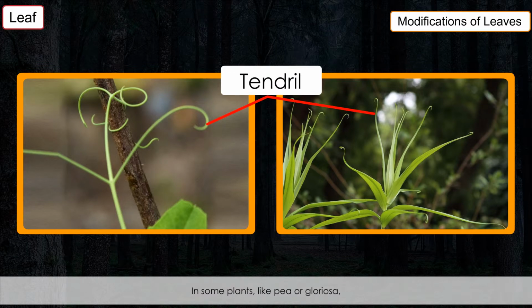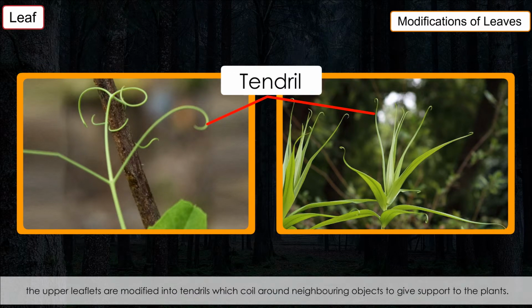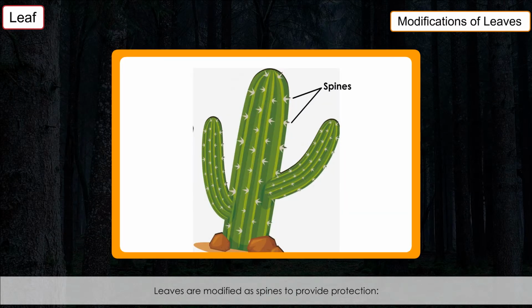In some plants, like pea or gloriosa, the upper leaflets are modified into tendrils, which coil around neighboring objects to give support to the plants.